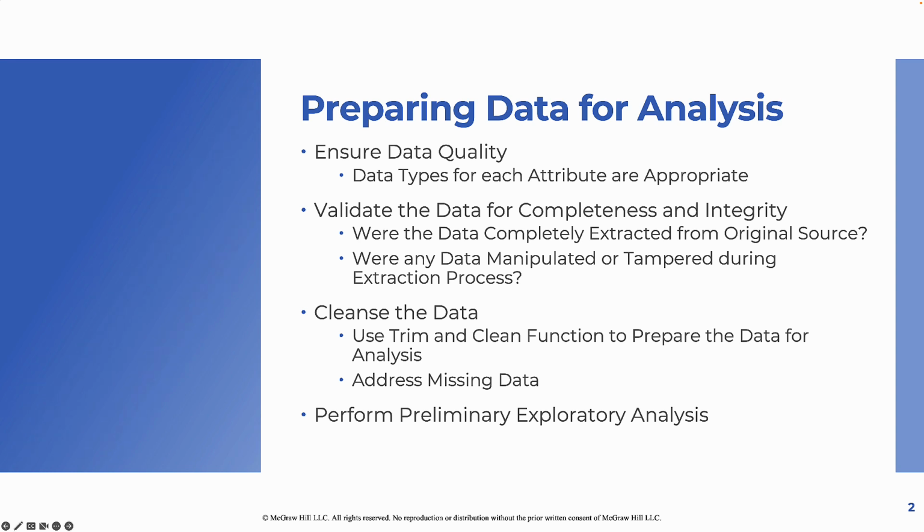So preparing data for analysis, first and foremost, we have to ensure the quality of the data. In this case, what we're looking at are the data types and the attributes to make sure that that attribute is appropriate for the data. Then we want to validate the data for completeness and, more importantly, integrity. Right, where the data can completely be extracted from the original source, right? We want to make sure every single row that we extracted is actually in our data sample, that when we are manipulating the data and working with the data in that extraction process, we still have completeness and that the data is as it was intended.